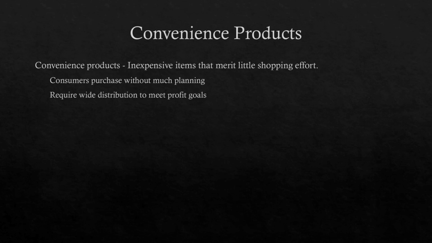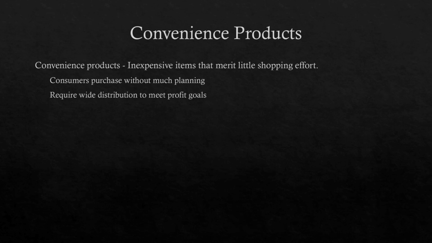In consumer products, we have 4 different types. We have convenience, shopping, specialty, and unsought. We start out with convenience products. A convenience product is a relatively inexpensive item that merits little shopping effort. A consumer is unwilling to shop extensively for such an item. Consumers buy convenience products regularly, usually without much planning. Convenience products normally require wide distribution to sell enough to meet profit goals.